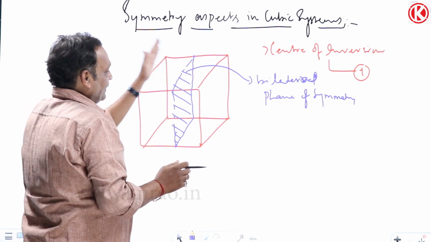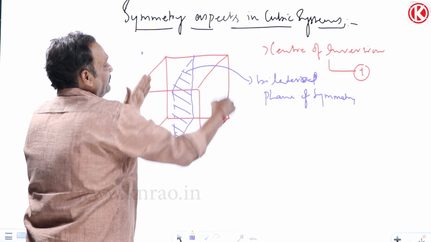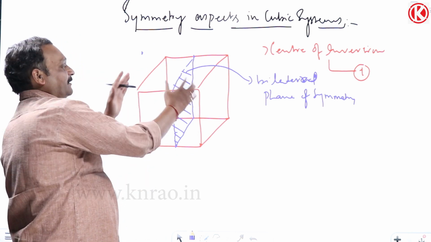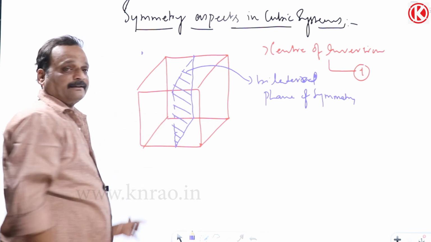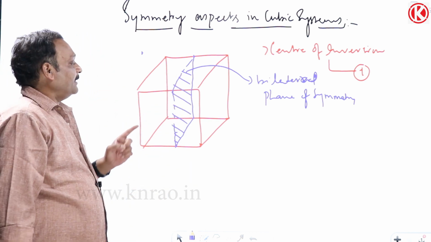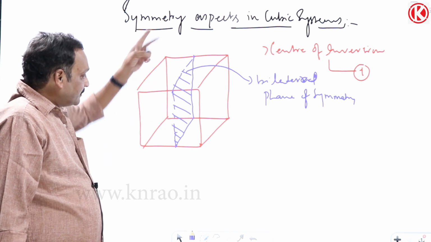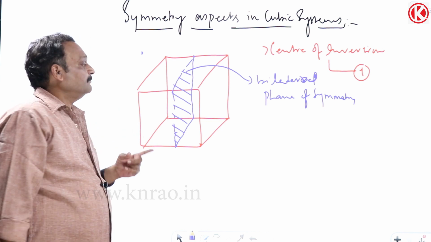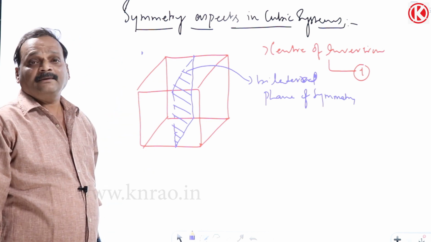You cut this part of the cube and put one mirror here. You can observe the remaining part as an image of this cube. The cube appears perfect. So this is called a bilateral plane of symmetry. Reflection about this plane, the cube is symmetric. Now, how many such planes are possible in this cube?